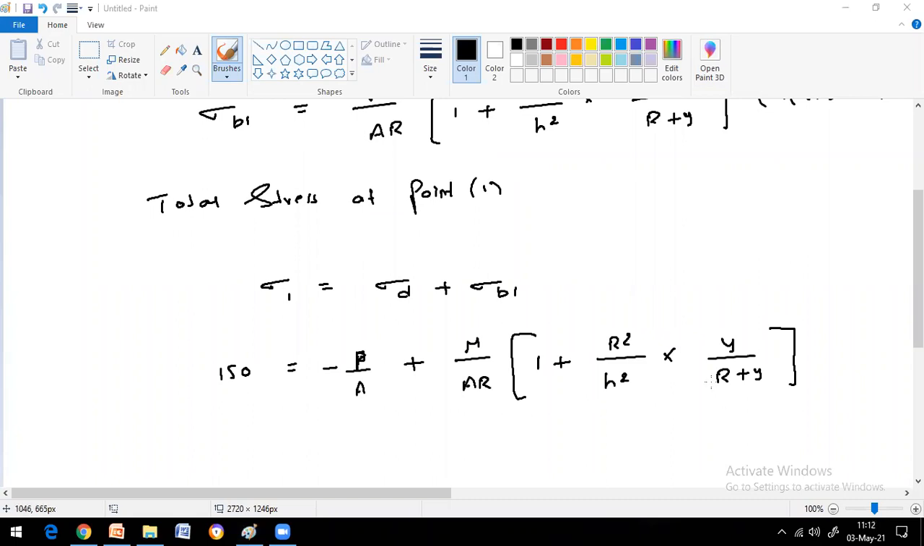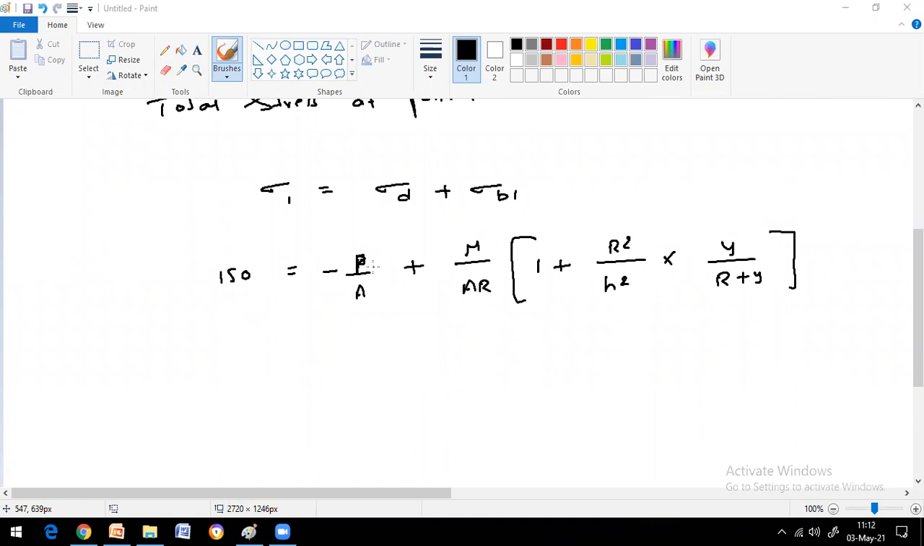So substitute all the values here, which is P. We don't know the P. This is what we are supposed to calculate. What is A? Area, cross section area 7.854. What is M? Moment, 0.25 times of P. A, R, all values you know. Along with that, what is Y? Y is nothing but distance from the center to outer layer of the section. So this Y is nothing but 0.05 meter. Where does the value come from? Y 0.05, that is this.